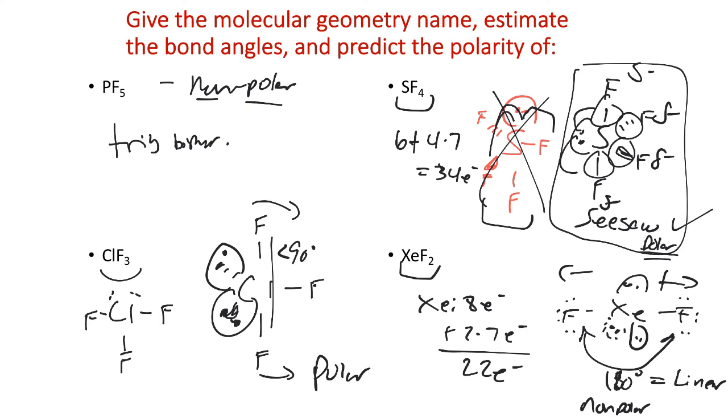Yes? So, the ClF3 would be T-shaped. What we're trying to name with the molecular shape is the best name to give the shape of the atoms in the molecule. They still depend on all the electron domains. We're just naming the shape that we can best describe as the atoms. Seesaw for SF4, T-shape for ClF3, linear for xenon fluoride. So nonpolar for xenon fluoride.